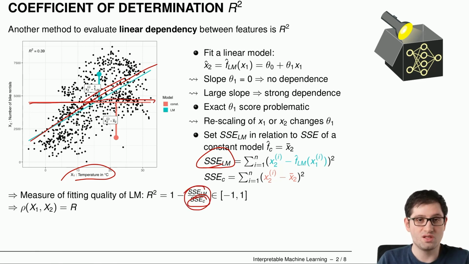If this value here is 1, so this is a bug, this should be 0. If this value is 1, then we have the worst possible measure of dependence, meaning that the sum of squared errors of the linear model is very close to the sum of squared errors of the constant model, meaning that there doesn't seem to be a linear dependency between these two random variables.